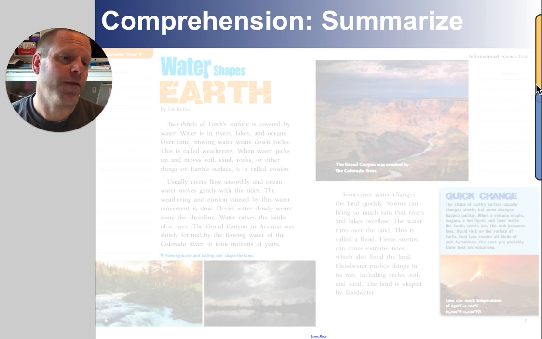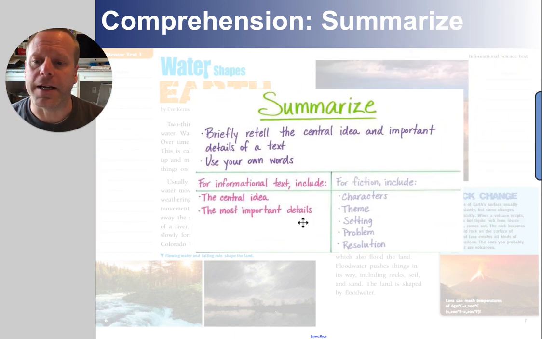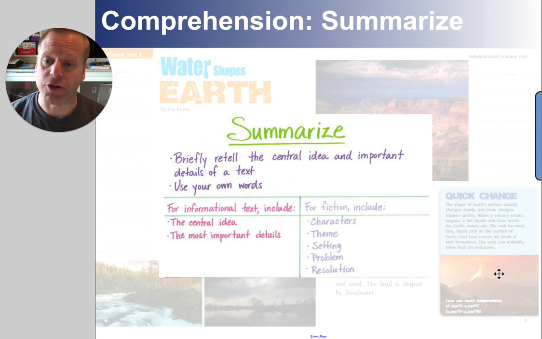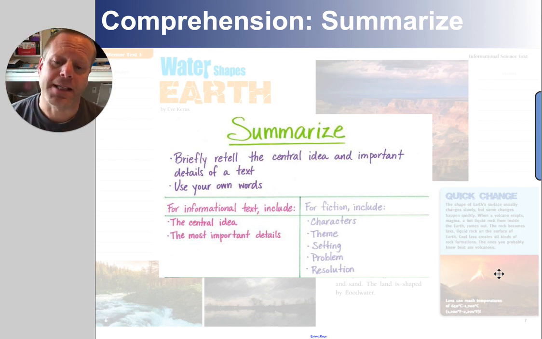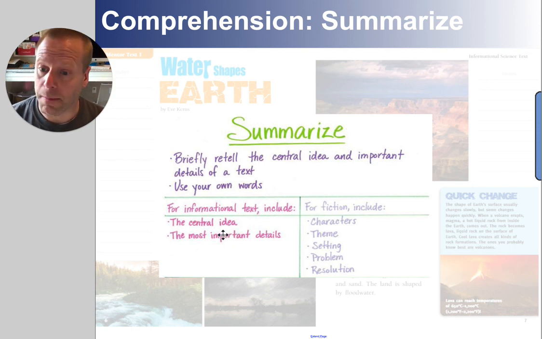So the first thing I'm going to show you is a definition of what summarizing is. Summarizing is when you briefly retell the central idea and maybe an important detail from the text. And you're going to use your own words. It says, for informational texts, true stories, you want to include those most important details and that central idea.